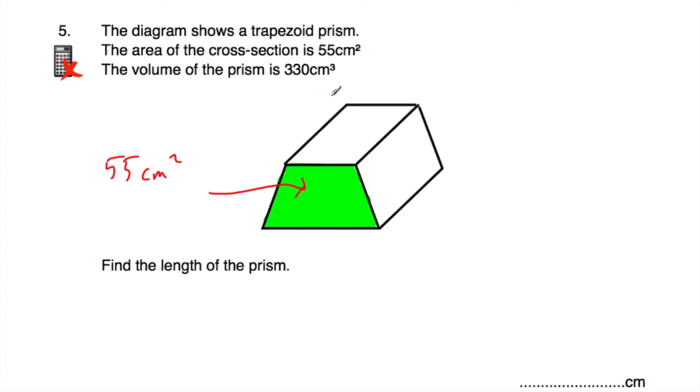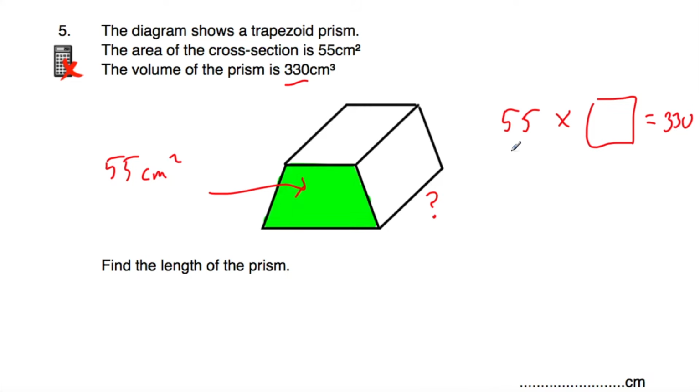And the volume of the whole prism is 330 centimeters cubed. And we've been asked to find the length of the prism. So if we wanted to find the volume, we would take the cross-sectional area, which is 55, and times that by whatever the length is, and we would get an answer of 330. So we just need to figure out what they've multiplied the 55 by to get 330, and that'll be the length of the prism.